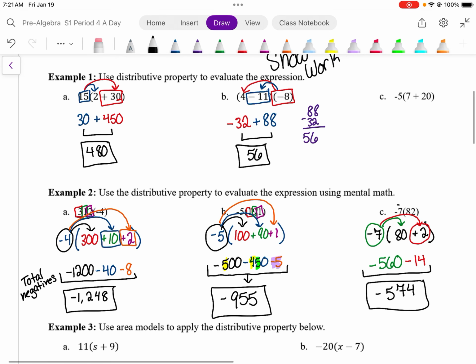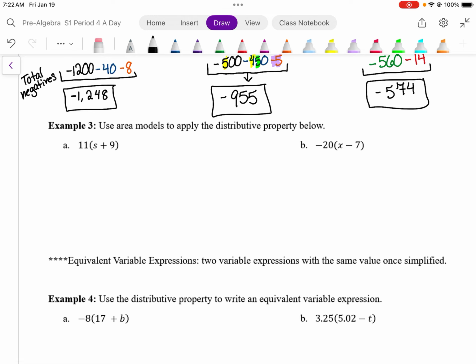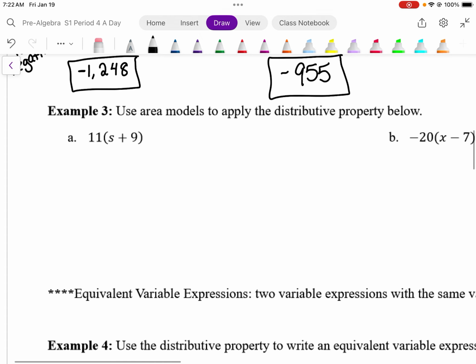All right, so this is the distributive property with numbers. If we go down to number 3, we are going to do distributive property with some variables. And with this one, there's 2 different ways you can do it. You can use an area model, or you can just do the multiplication like we were doing above. So we're going to go over what an area model looks like so that you can use that if it is helpful for you.